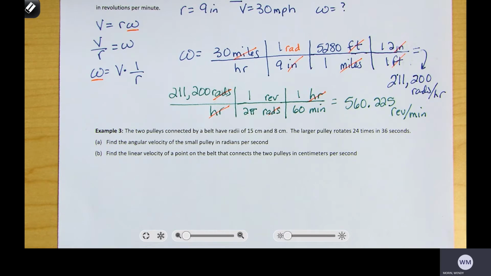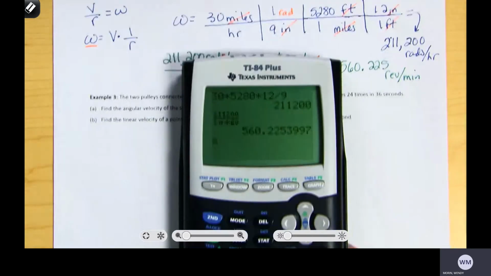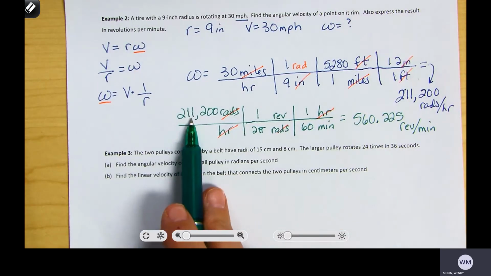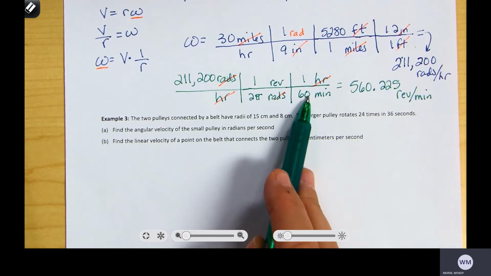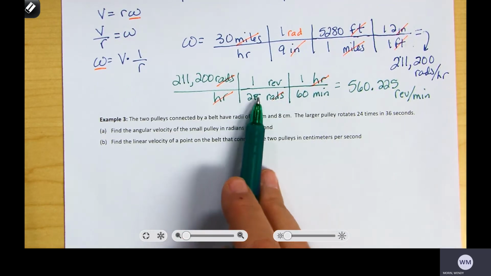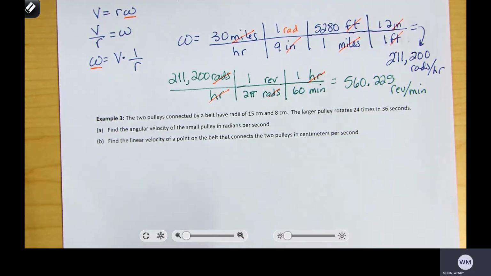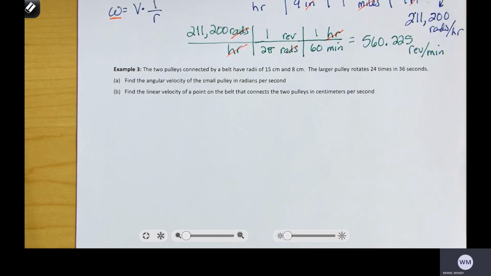All right. So if you didn't get the 560, I recommend using your fraction bar on your calculator, because if you don't and you do 211,200 divided by 2 times pi times 60, your calculator is going to divide by 2, and it's going to multiply the whole thing by pi and by 60 if you don't put all of this in parentheses. So that's why you need to practice how to type that into your calculator. Okay? All right. Next.